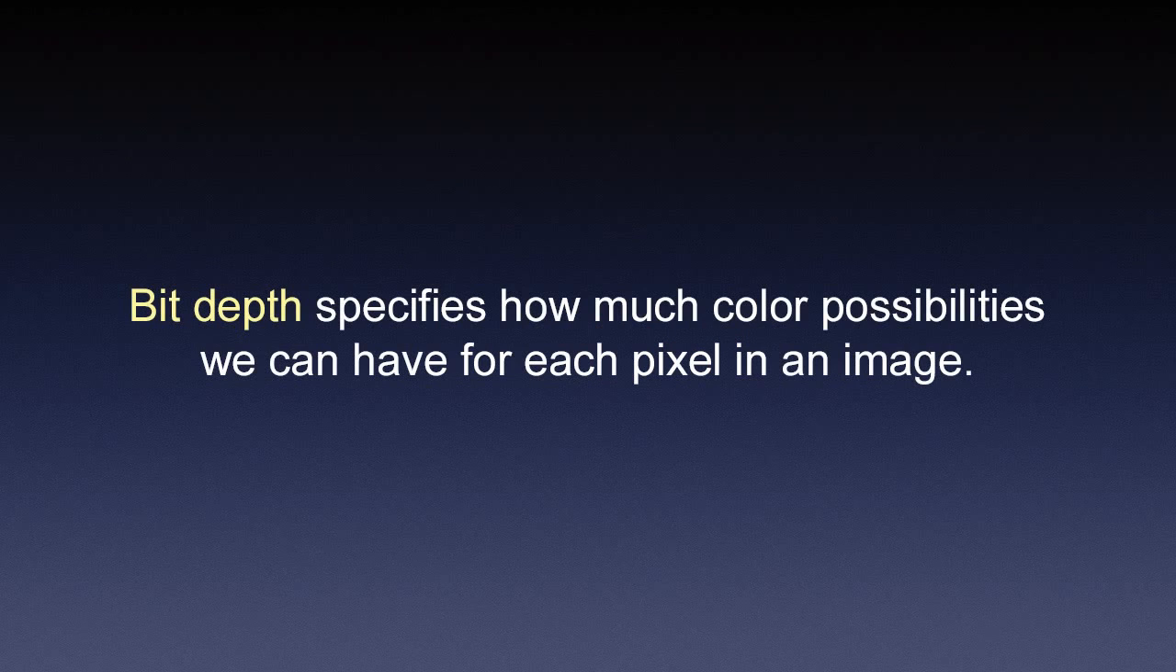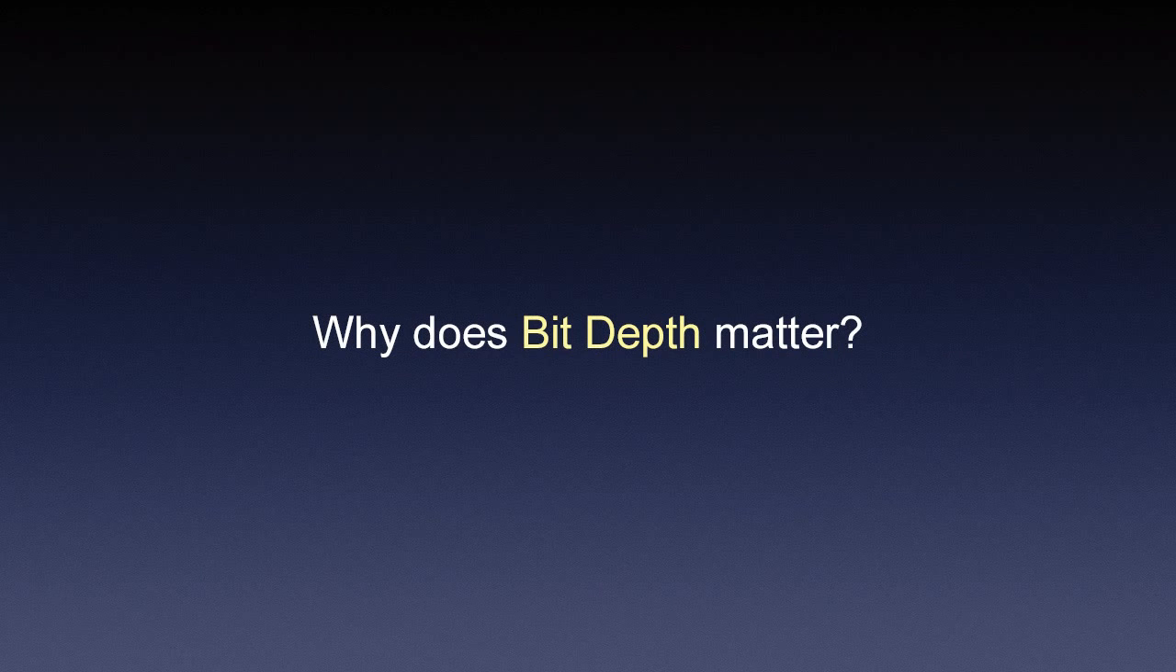So what is bit depth? Well, bit depth specifies how many color possibilities you can have for each pixel in an image. Not how many you actually have, but how many you could possibly have. So that's a very important point to be made: how many possible colors you can have in each pixel in an image. Well, why does it matter?